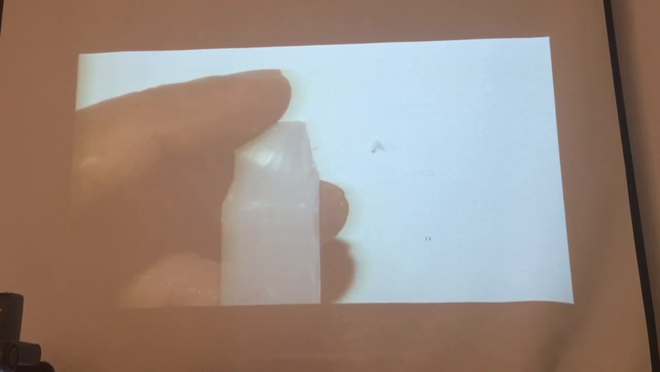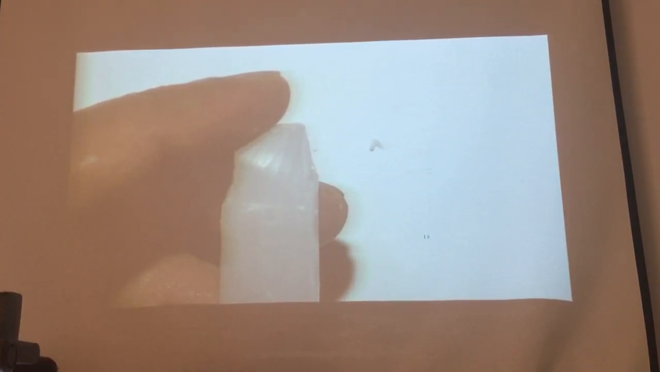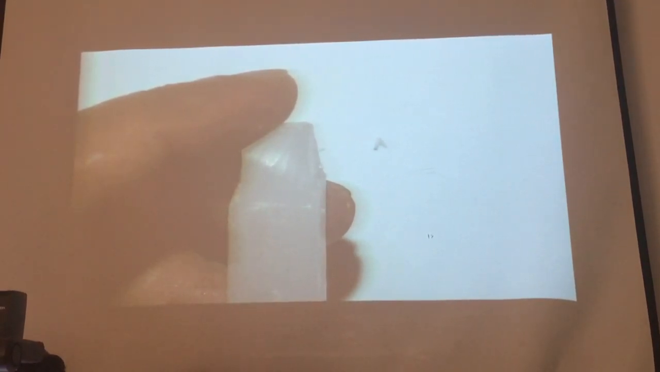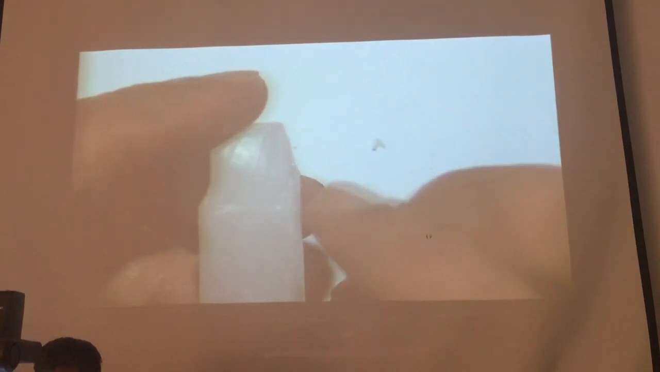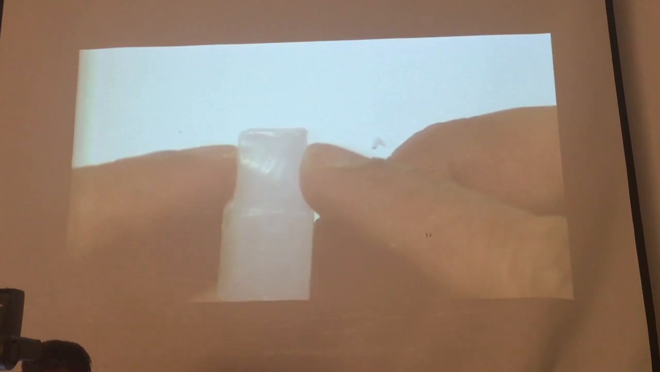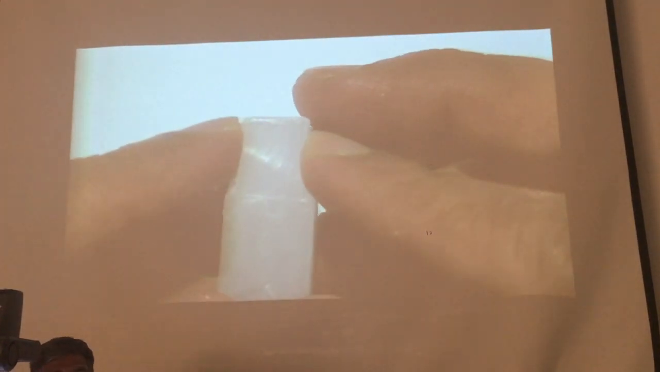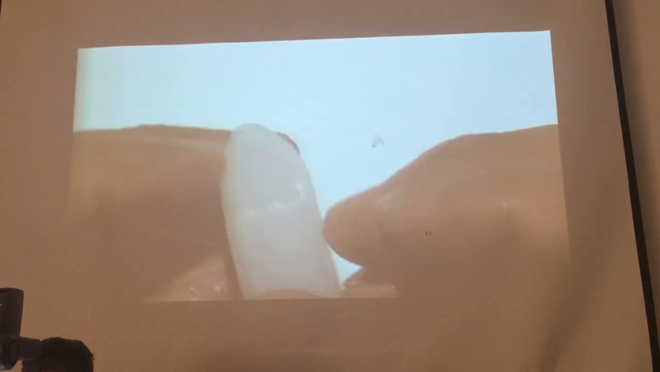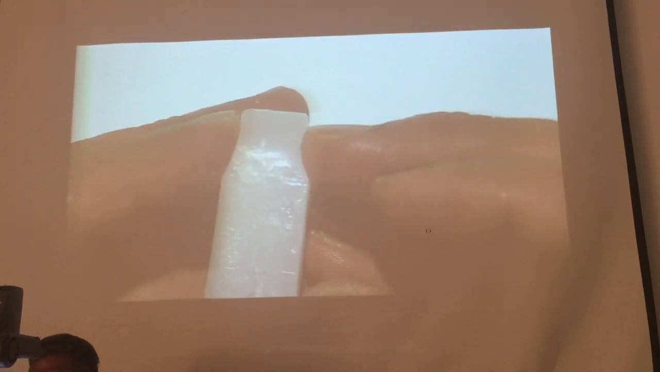AF is out of focus. Let's zoom in, zoom out. This also is used for focus.